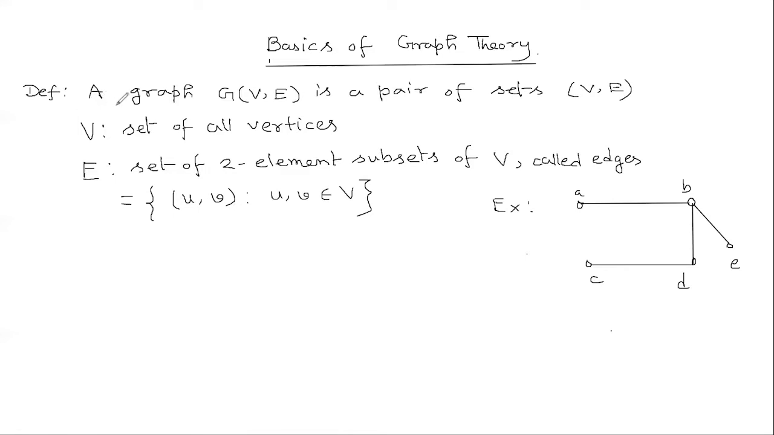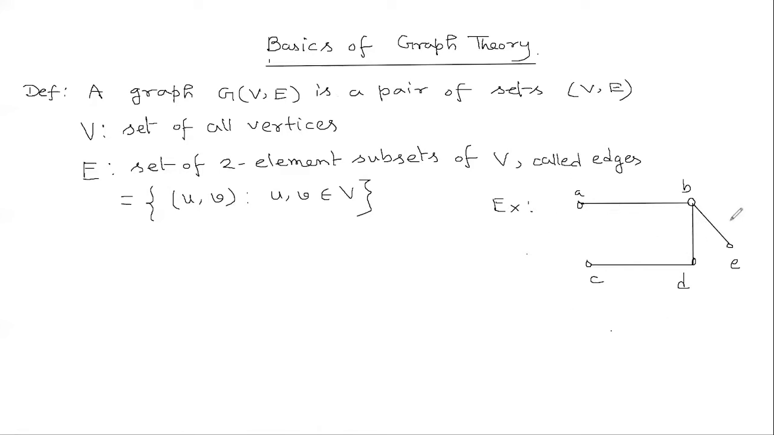It says a graph G is a pair of sets V and E, where V is the set of all vertices and E is set of two element subsets of V called edges. Now, how to represent graph? To represent vertices, we use dots, and we represent edges by lines or curves joining the vertices.